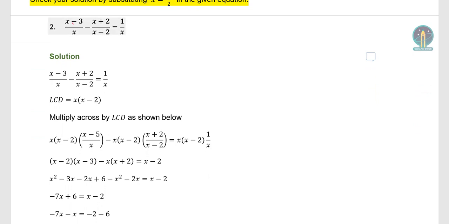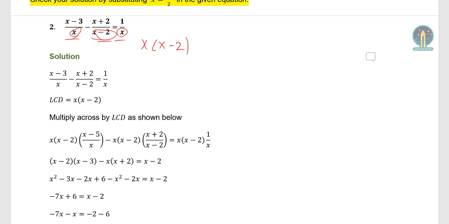Now, for example 2, we'll look at more complicated expressions like this one. So x minus 3 over x minus x plus 2 over x minus 2 equals 1 over x. So a little bit more complex expression. But again, the main idea is to eliminate the fractions, and we can do this by multiplying all the terms by the LCD. So in this case, we have denominator x, denominator x minus 2, and then denominator x. The LCD of these three denominators is x times x minus 2.